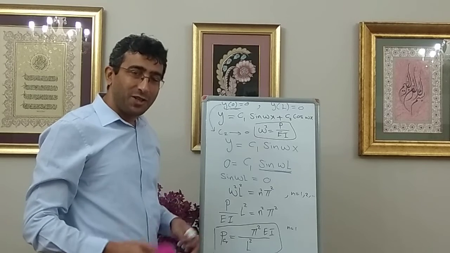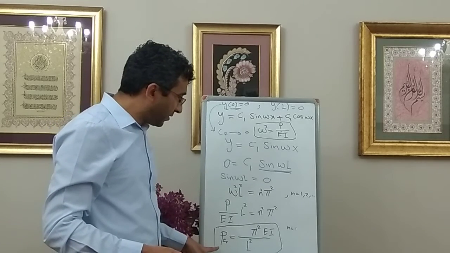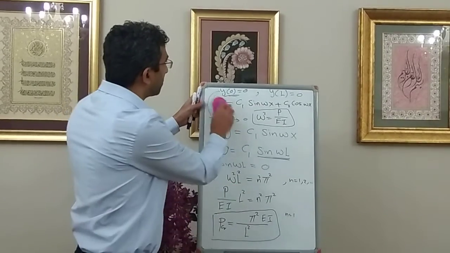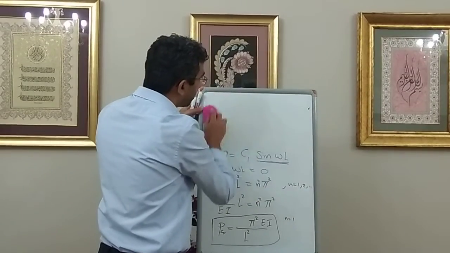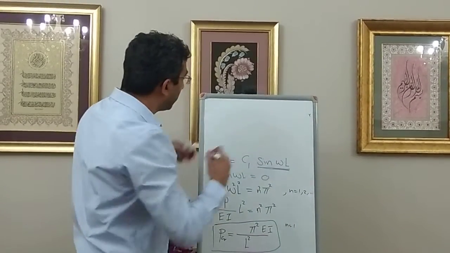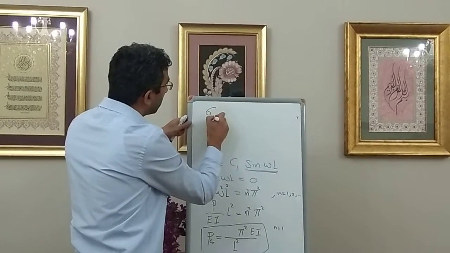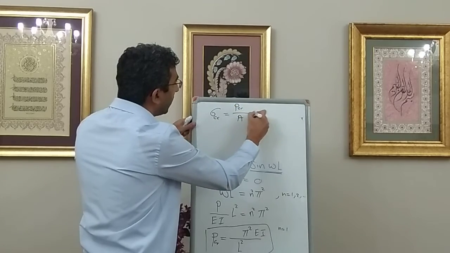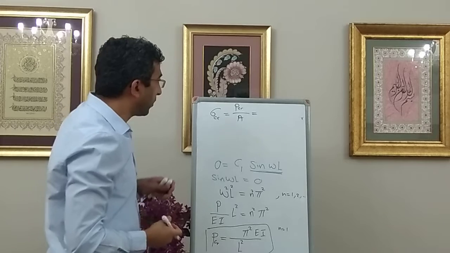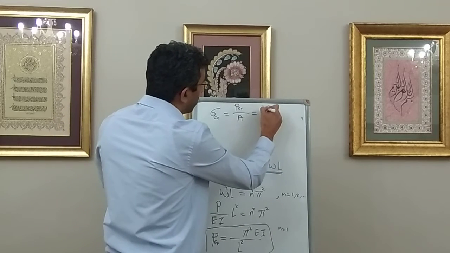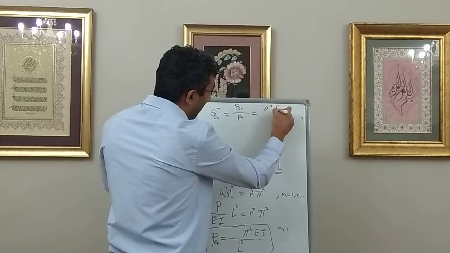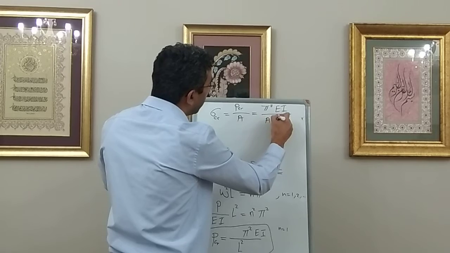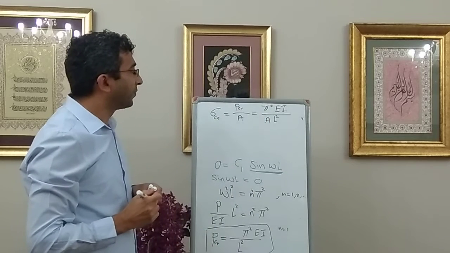Okay, engineers usually like to write this critical load in terms of stress. So if I write this load in terms of stress, I will divide, so the critical stress that will cause the buckling is equal to the P critical divided by the cross-sectional area of the member. So this is the critical stress, pi squared EI divided by A and L squared.